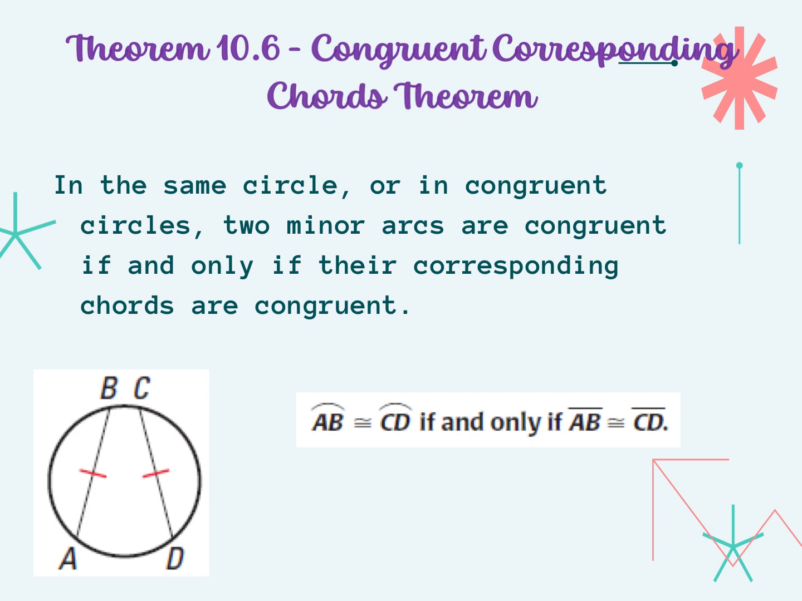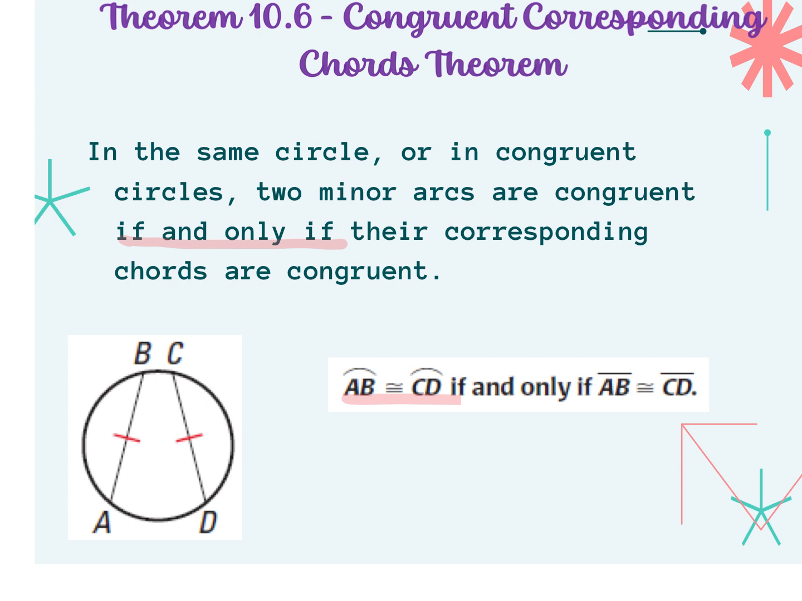What this theorem states is that in the same circle or in congruent circles, two minor arcs are congruent if and only if their corresponding chords are congruent. So if you notice here, it's got the words if and only if. What this means is it can go either way. They can either start by giving you that the arcs are congruent.